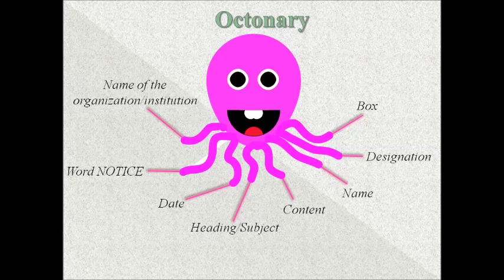Now I will tell you how the teachers assess the answer. They divide 4 marks in 3 different parts: format, content, expression. Format includes the name of the organization, the word notice, date, heading, writer's name, designation, and the box. Content must answer the questions what, when, where, how, etc. So, these are the value points.